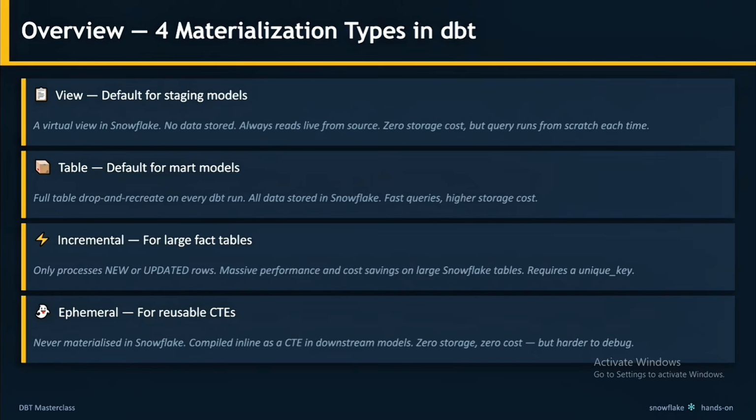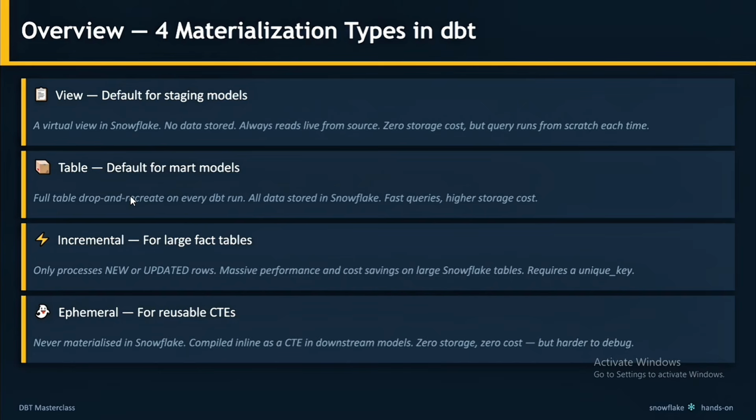This is the default materialization for staging models. A view is a virtual object in Snowflake. No actual data is stored. When someone queries the view, Snowflake runs your select statement fresh every time against the underlying raw tables. Views are essentially zero storage cost, but every query recomputes the transformation from scratch. Use view for staging models where freshness matters more than query speed.